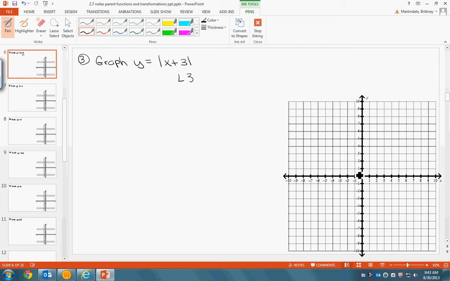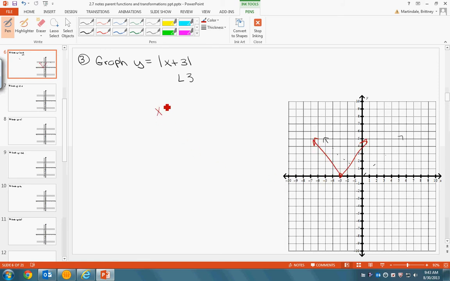So my original graph looks like this. You do not have to graph the original one. I'm just trying to show you our original graph. And again, I'll get a different color for our final answer. So if I move this left 3, you just go 1, 2, 3, put a dot, and graph your line.